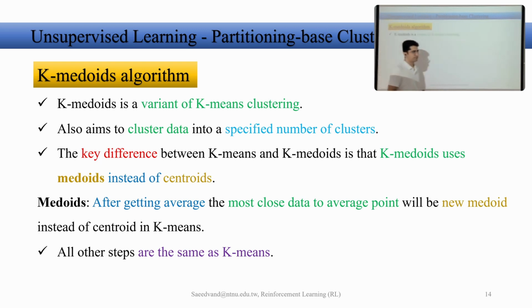K-medoid algorithm, let me go by slides, is a variant of K-means clustering, and it also clusters the data into a specific number of clusters that we already specify. And the key difference is that K-medoid uses medoids instead of centroids. What does it mean? Look at the data here that I drew for you.